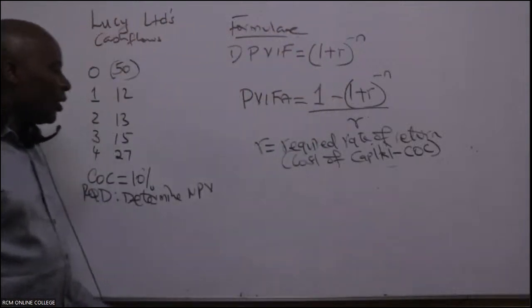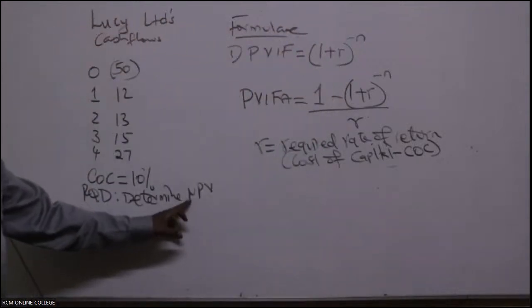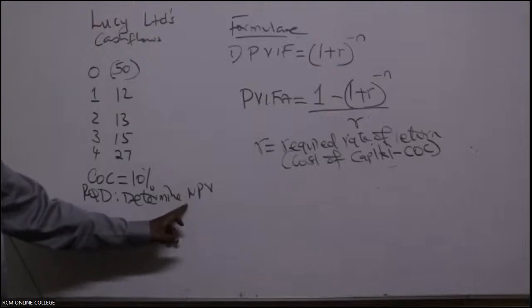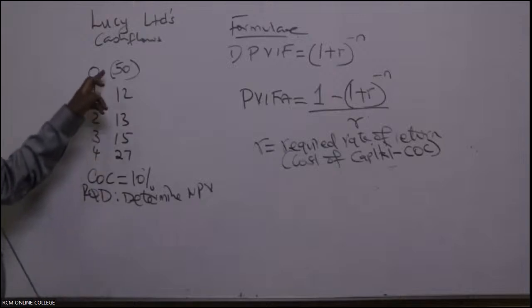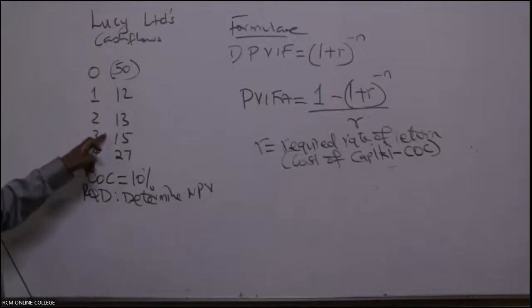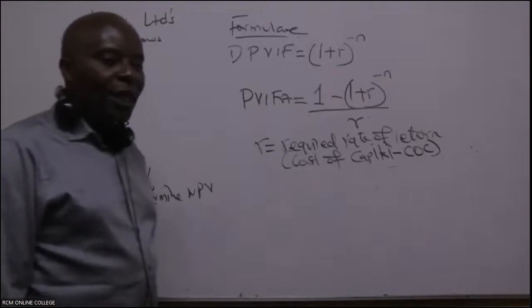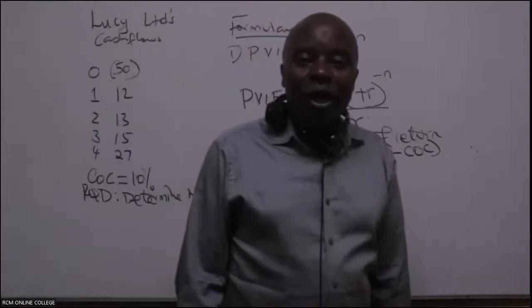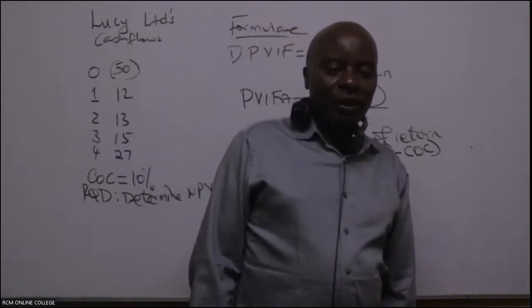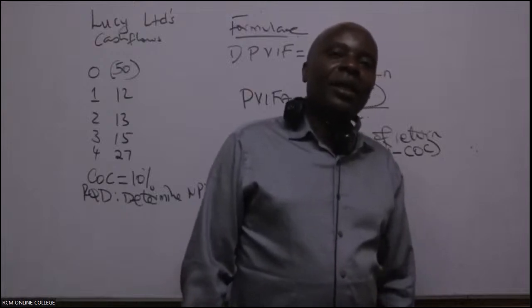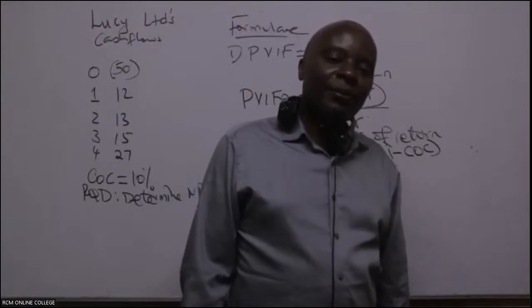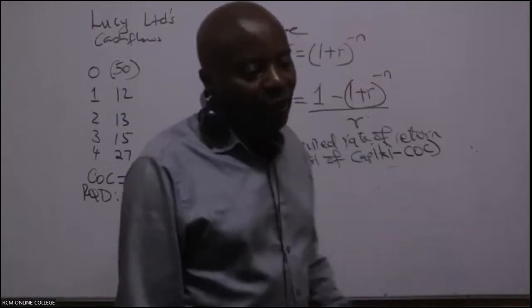So remember, NPV stands for net present value. Now, let me ask you, great students, a question. The cash flows that you are seeing here, are they regular or irregular? Irregular, yes. Irregular because they are fluctuating.